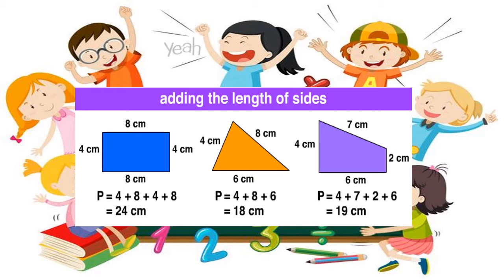In the next shape, if we add the lengths 4 plus 8 plus 6 is equal to 18 centimeter, meaning the perimeter of this shape is 18 centimeter. Now in the next example, you can see that the measurements are there. If you add all the measurements, you can find the perimeter.